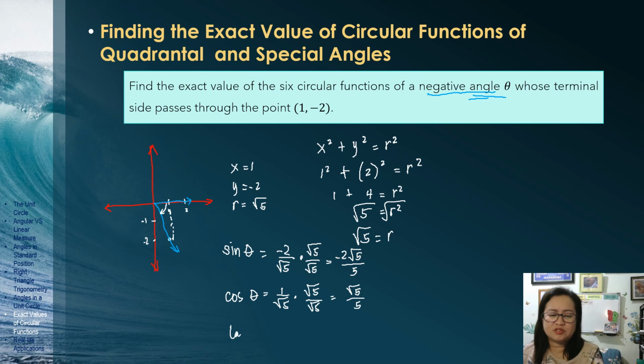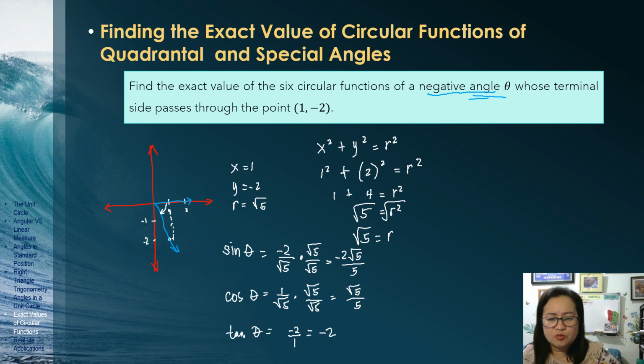Now what about tangent theta? Tangent is y over x. So negative 2 over 1. Therefore, tangent theta is negative 2.